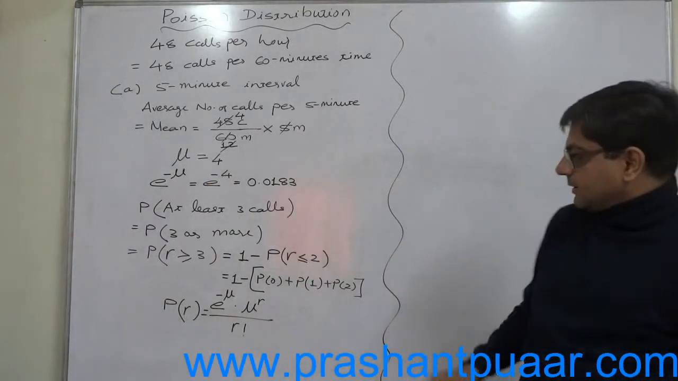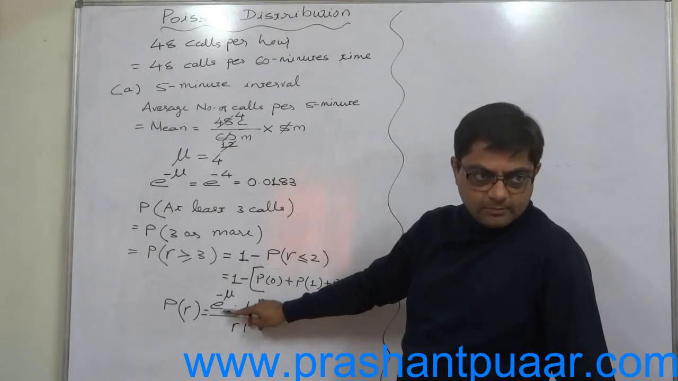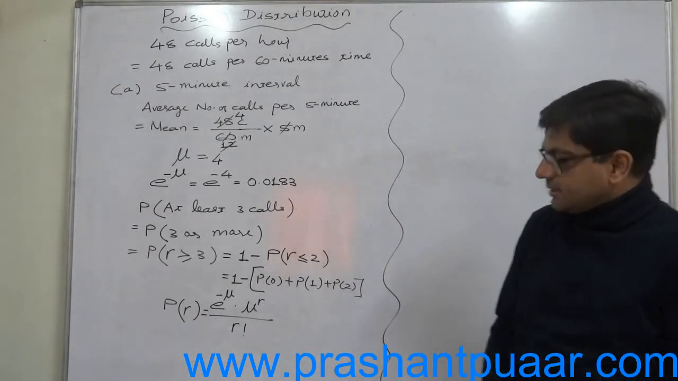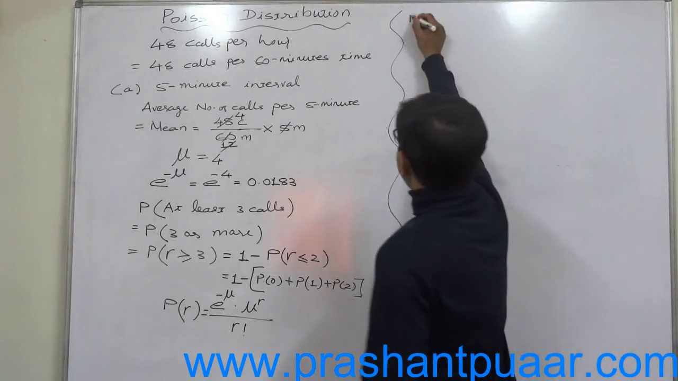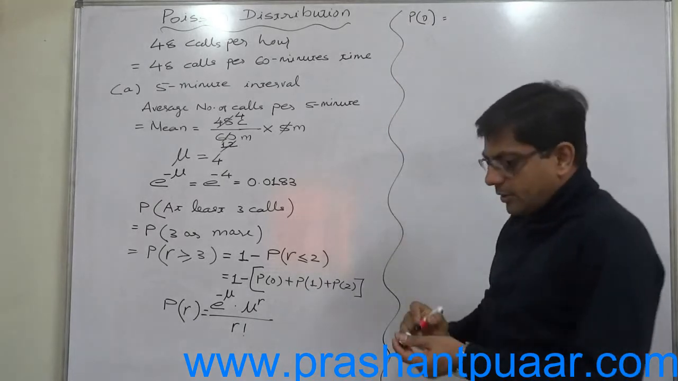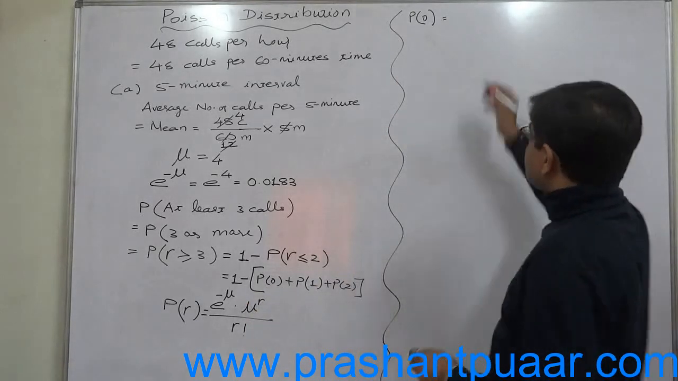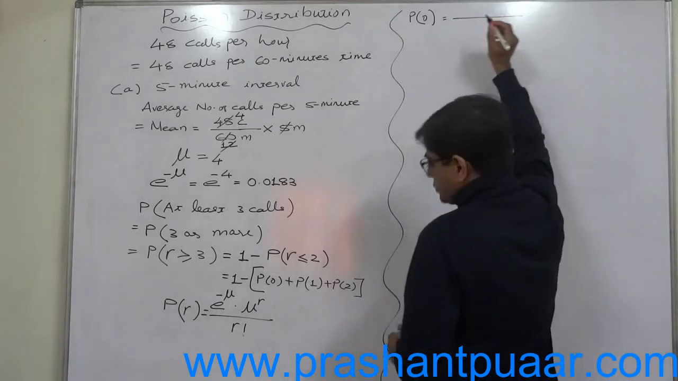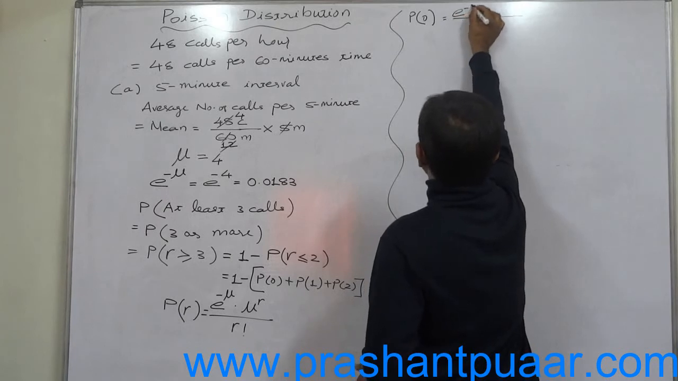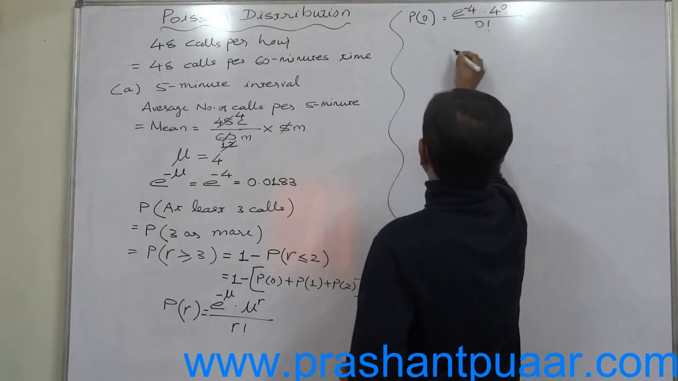You know that e is the base of the natural logarithm system, and the constant value of e is 2.71828. Now first of all we are going to calculate P of 0. We all know that P of 0 is ultimately e raised to minus mean, but in the first case we are going to show the steps of calculation. e raised to minus 4 into 4 raised to 0 upon 0 factorial.